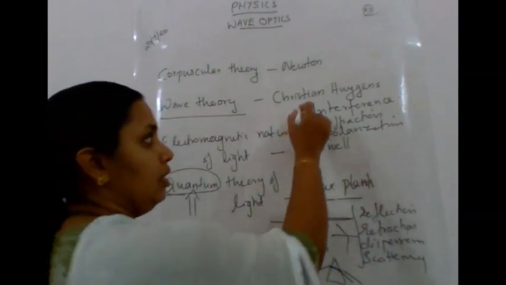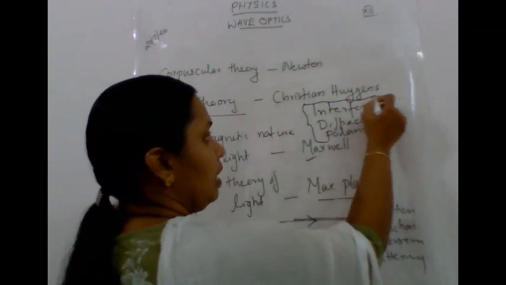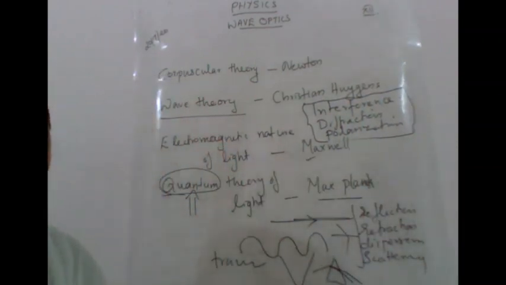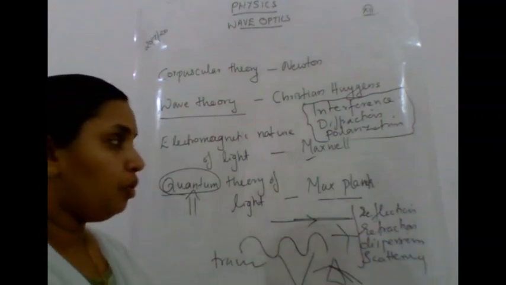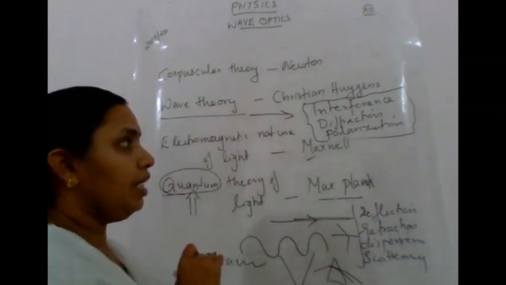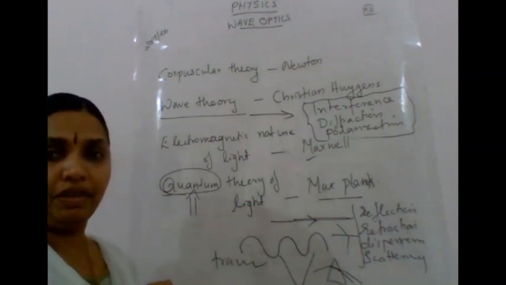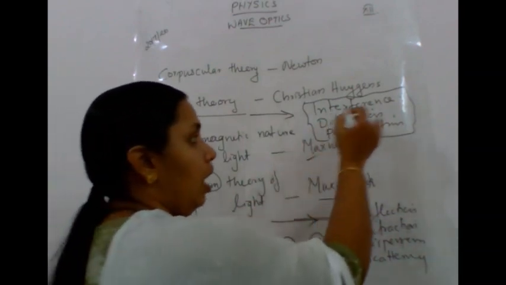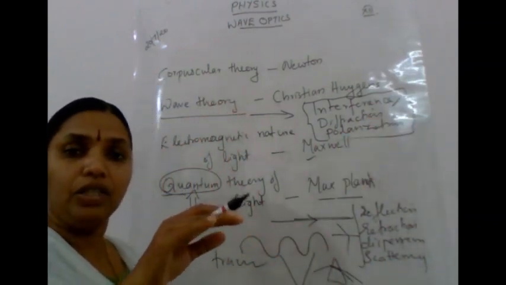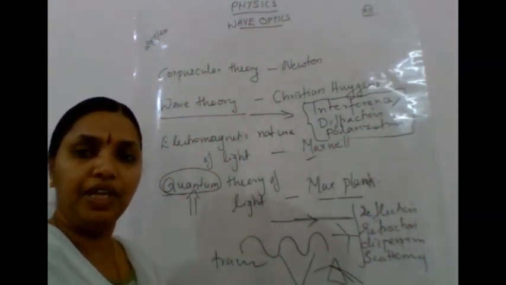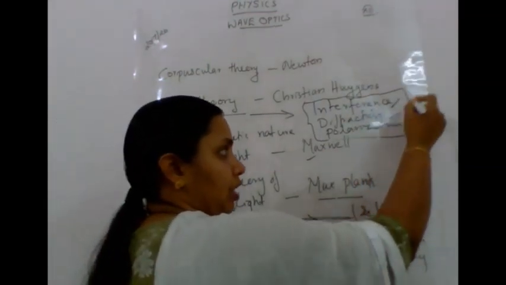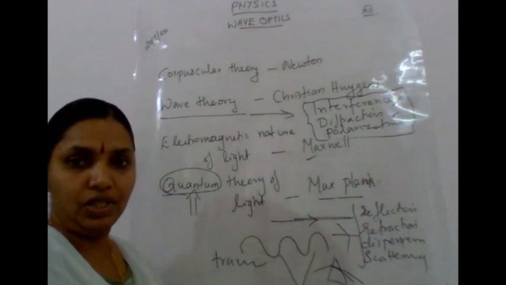But this, how is this happening? They fail to explain on the basis of ray nature. So another theory was developed, that is the wave theory. And on the basis of this wave theory, they could explain how this interference pattern is forming, that is the colored pattern on the surface of the soap film or the oil film. How is it forming? And diffraction and polarization.